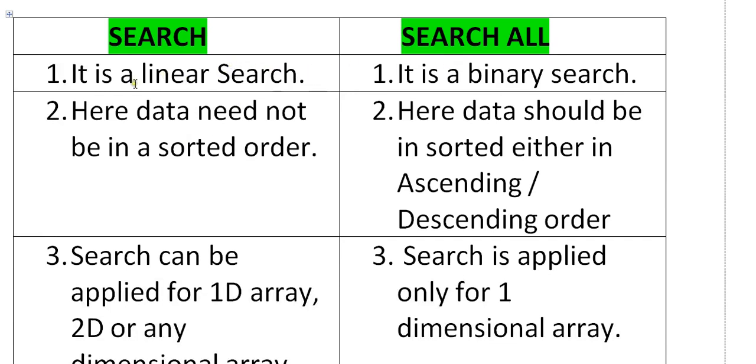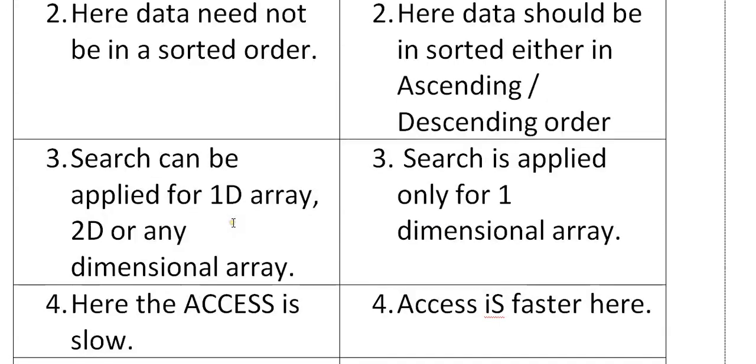Search is a linear search, and search all is a binary search. In search, the data need not be in a sorted order. In search all, the data should always be in a sorted order, either ascending or descending. Search can be applied to a one dimensional, two dimensional or multi dimensional array. Search all is only applied to a one dimensional array.